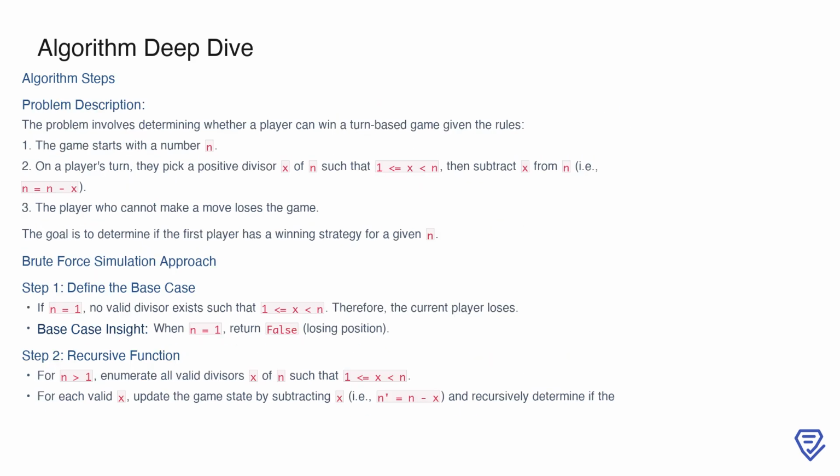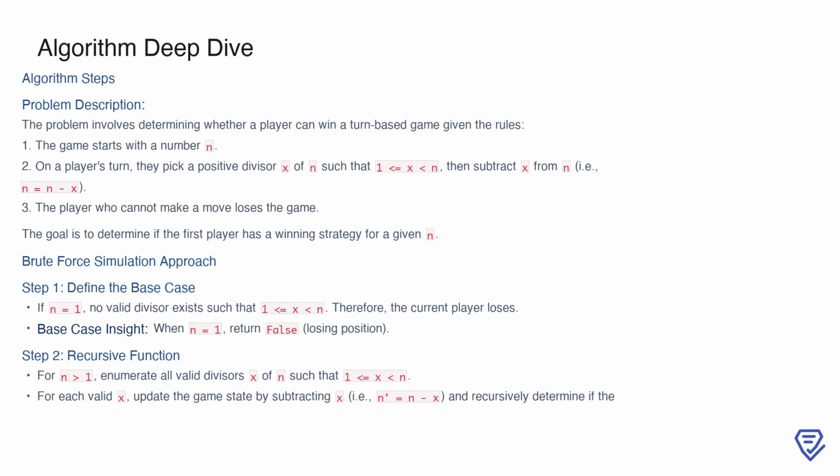The divisor game challenges us to determine if the first player has a guaranteed winning strategy given a number, n, and specific game rules. The game begins with n, and on each turn, a player picks a divisor x such that 1 < x < n and subtracts x from n. A player loses if they cannot make a valid move.